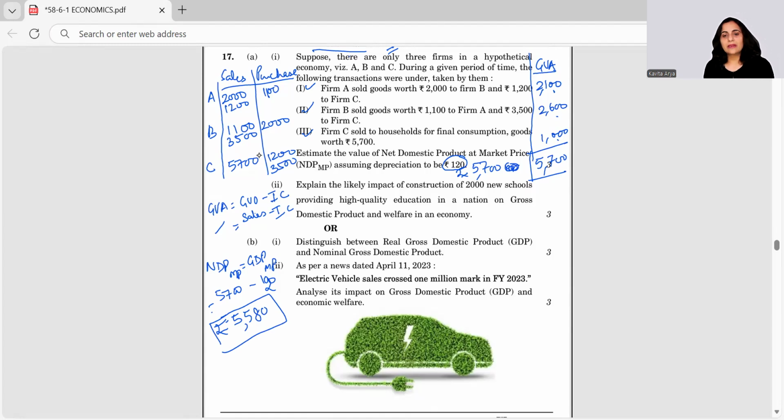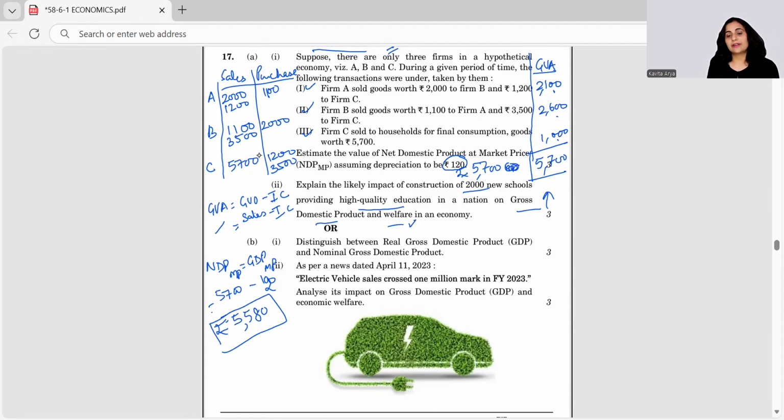Okay. Explain the likely impact of construction of 2000 new schools, providing high quality education, for GDP and welfare. So for GDP, of course, with the construction of schools, it's a construction activity, right? And what is GDP? The value of goods and services produced in the economy. So for schools, we would be making the school building, furniture, books, everything would be produced more and more. So it will give a clear boost to GDP.